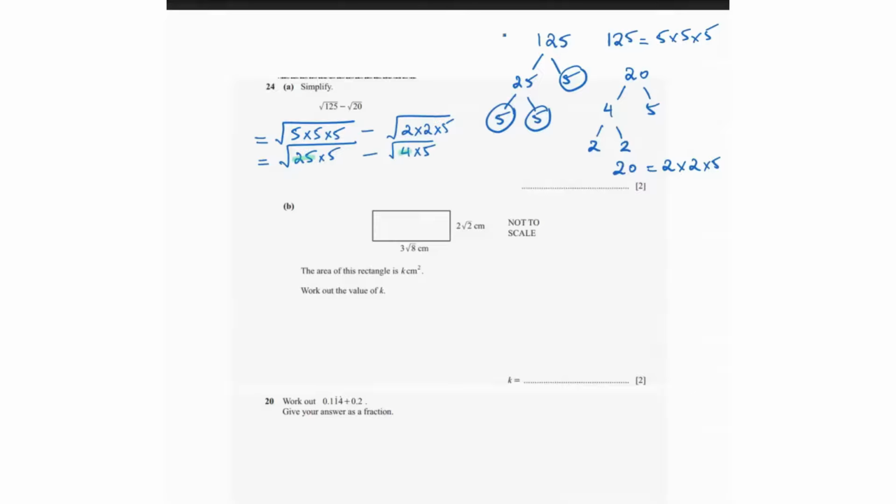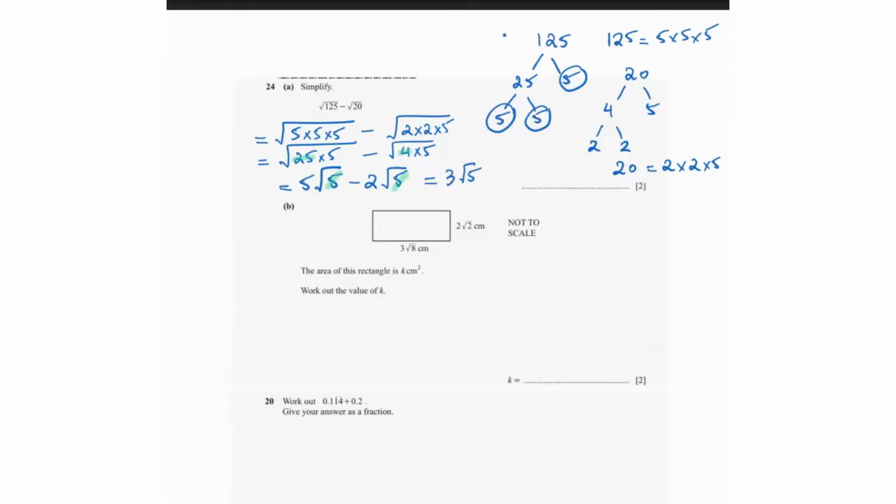So square root of 25 is going to be 5. So the 25 comes outside as a 5 and the other 5 remains inside. Similarly, square root of 4 is 2. So the 4 comes outside as 2 and the 5 remains inside. Now you can see that we have fully simplified root 125 as 5 root 5 and root 20 as 2 root 5. Now you can subtract them because the numbers inside the root are exactly the same. So that's 3 root 5.